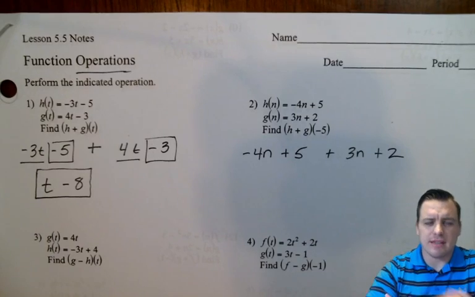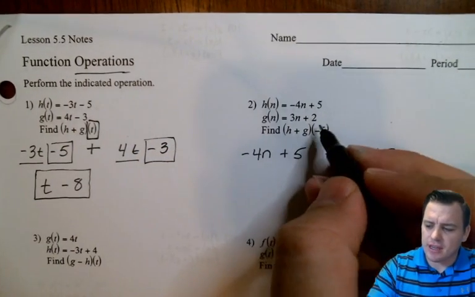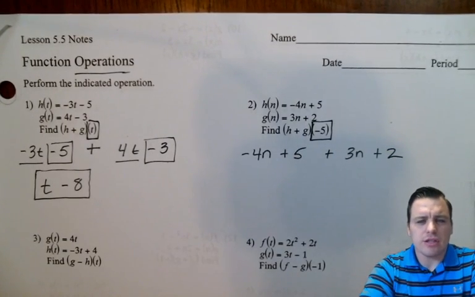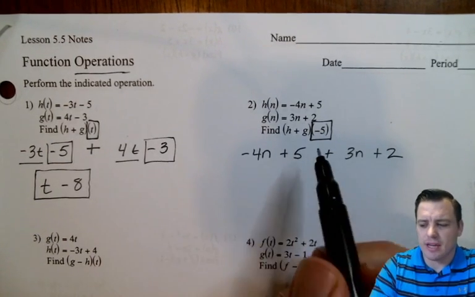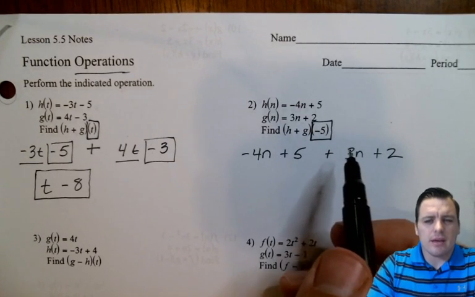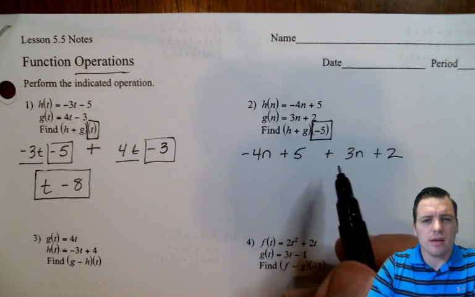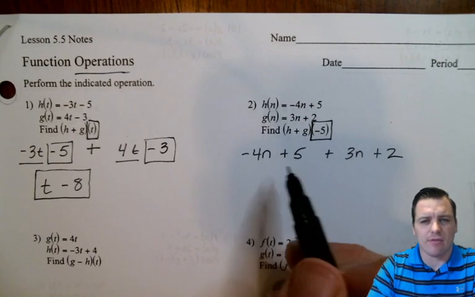But now notice this case. Over here it had h plus g of t. Over here it has h plus g of negative 5. So it wants us to find h plus g in terms of -5. What that means is that we're going to plug in -5 into every single n. Now, you have some options here. You can combine like terms and then plug in -5, or you can just plug in -5 from the beginning.